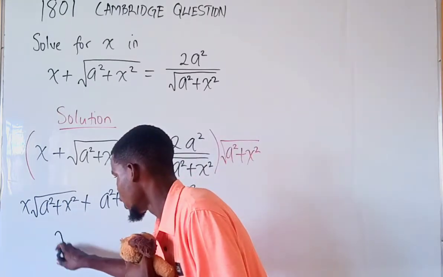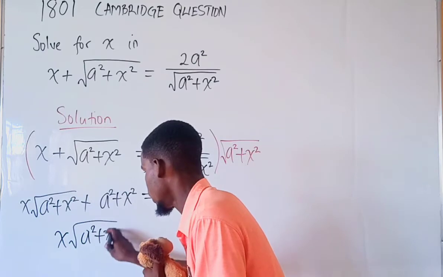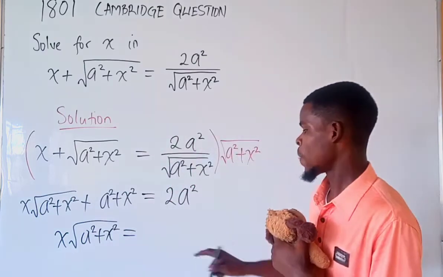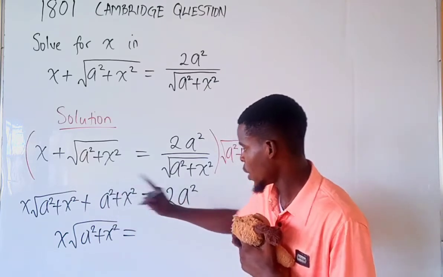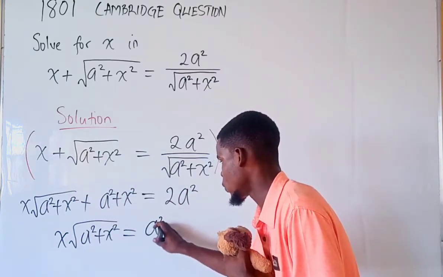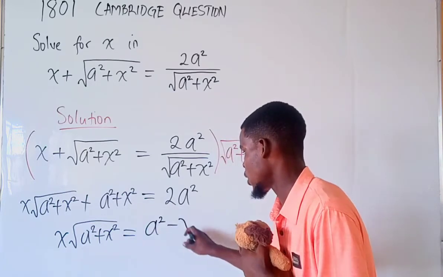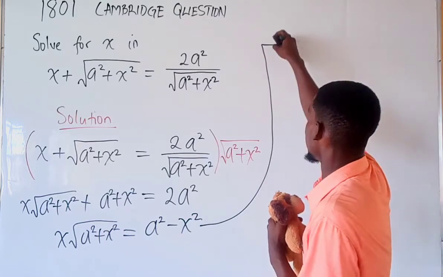Let's move this term to the right-hand side. We have x times the square root of a squared plus x squared, equal to, when we move this one to the right-hand side, negative a squared. Subtracting that a squared from 2a squared leaves positive a squared, and then we subtract x squared from that.